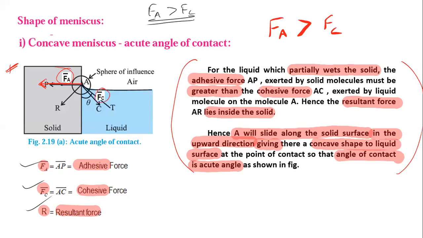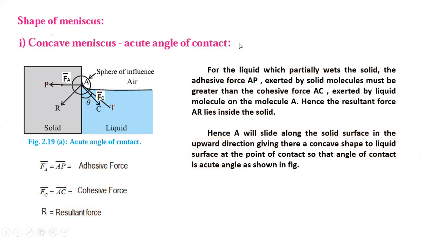Now pay attention. One more thing you can see in the diagram. If you see this diagram very carefully, you can see this tangent drawn to this curved surface. This is the tangent. The angle between the tangent and the solid surface is theta. So this angle is theta. And you can see here, this is the acute angle. Okay, that's it for point number 1. Now the next article we have to see.